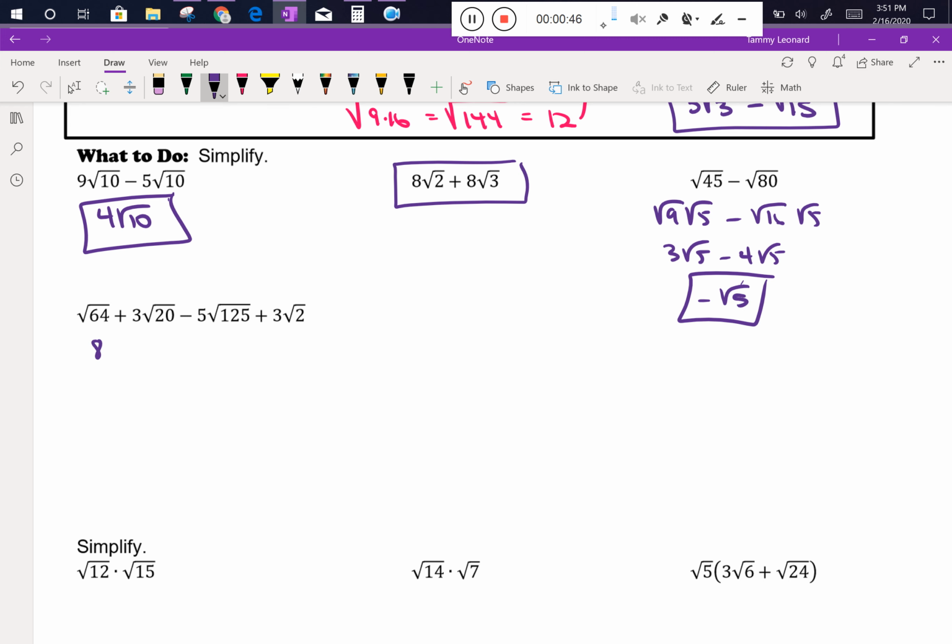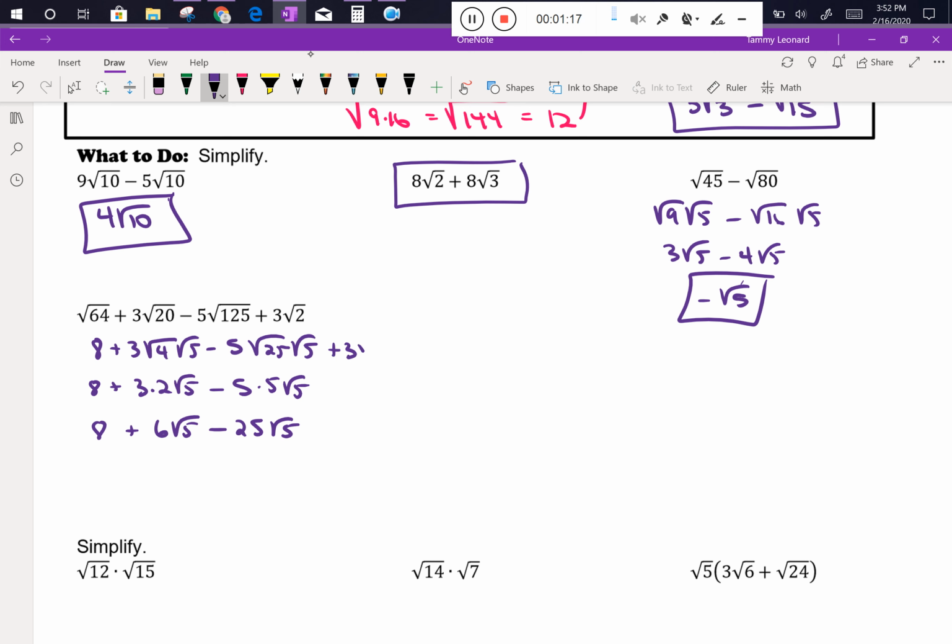The square root of 64 is 8, plus 3 times the square root of 4 times the square root of 5, or 3 times 2 root 5, or 6 root 5. Minus 5 times the square root of 25 times the square root of 5, or 5 times 5 root 5, or minus 25 root 5. And then I can't really simplify 3 root 2, so we're going to just tack that on at the end.